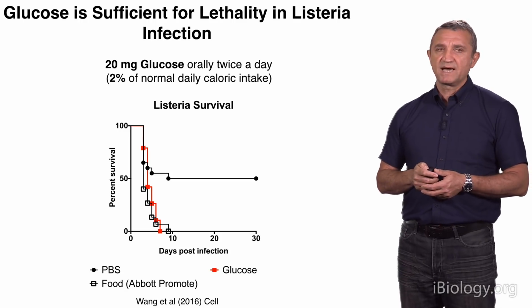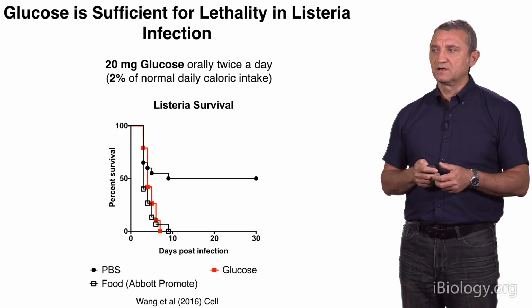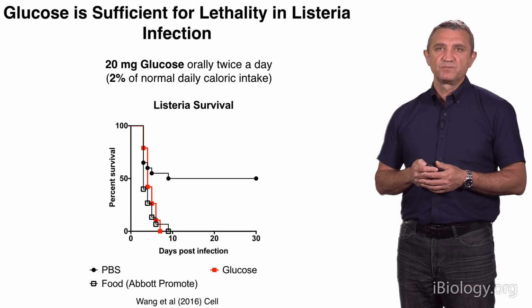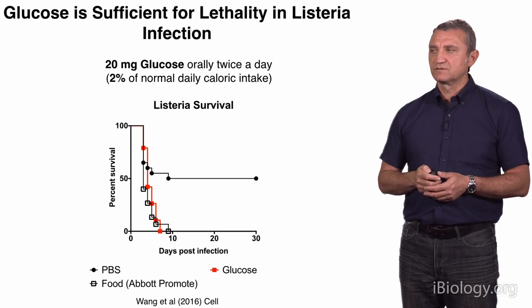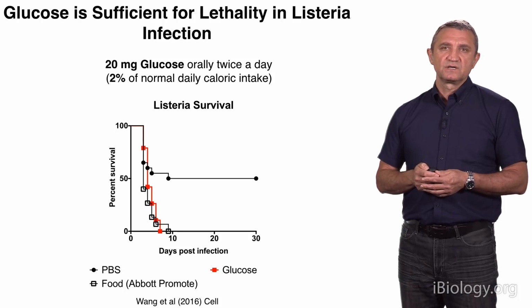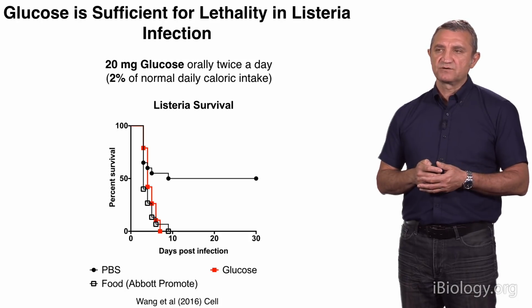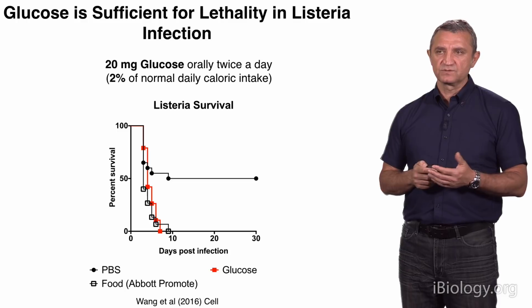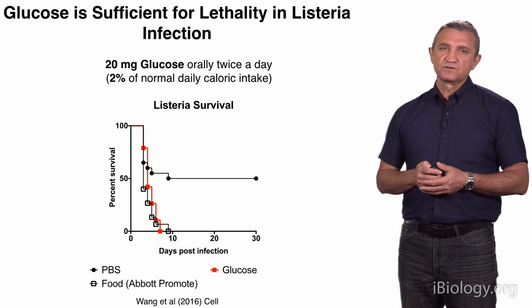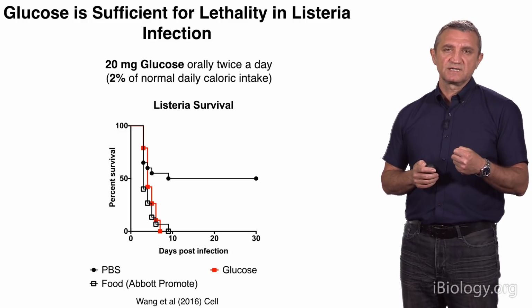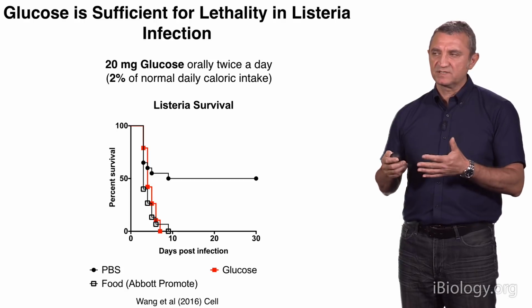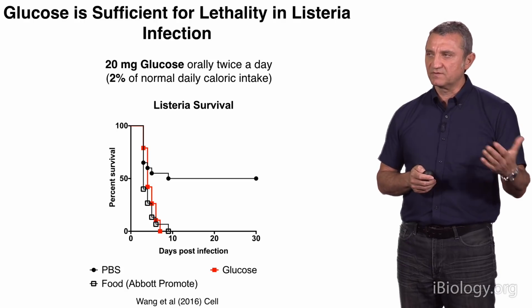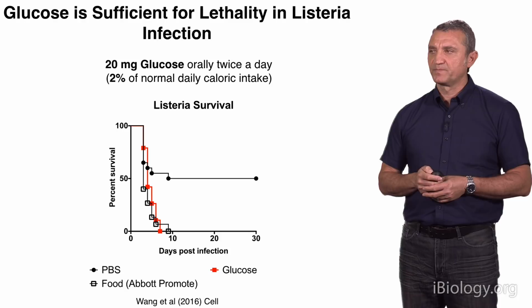And then we asked what would happen if we do the opposite manipulation, if we prevent glucose utilization. And to do so, we used a metabolite derivative called 2-deoxyglucose, or 2-DG, which is a glucose variant that can be taken into the cells but cannot be metabolized. So it prevents glucose utilization even if glucose is present in the system.